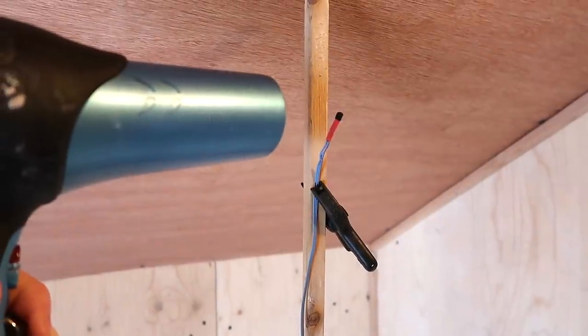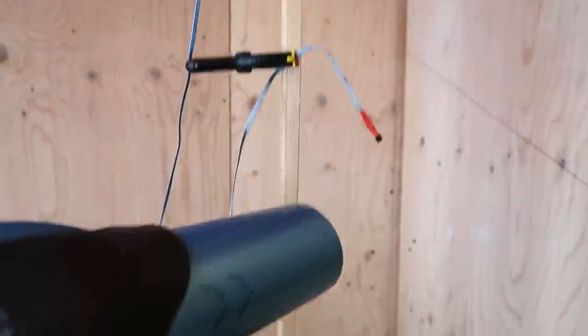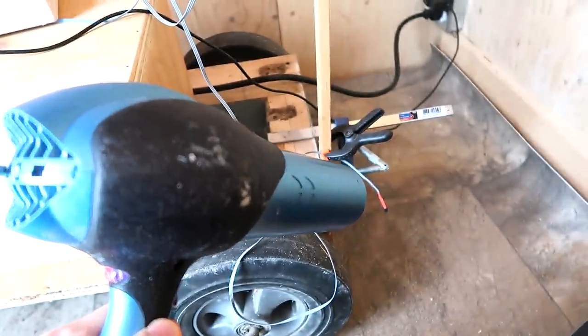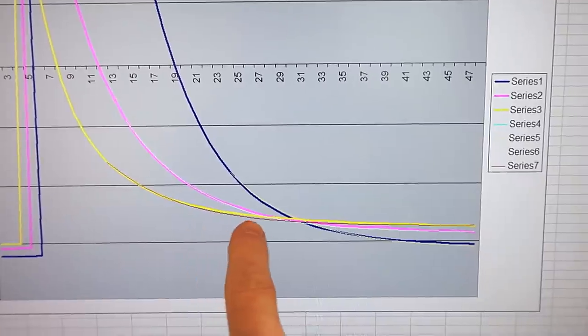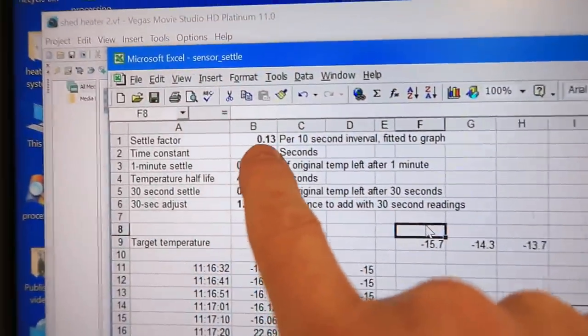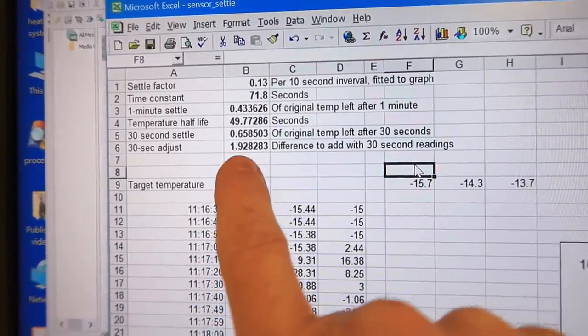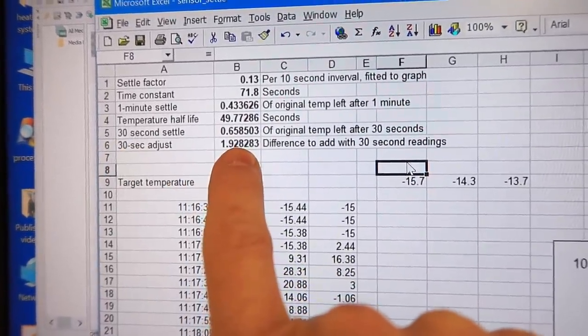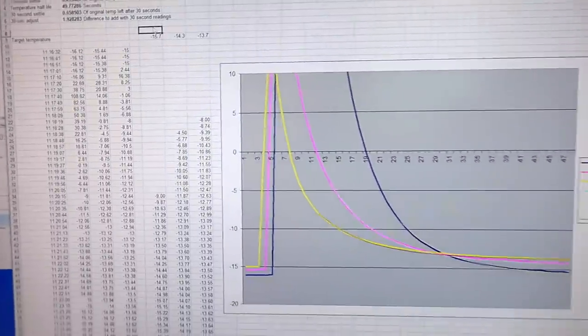But then I realized my sensors themselves might have some lag to them, so I heated them up with a blow dryer to see how fast they'd settle back to equilibrium. I plotted the three temperatures for the sensors, and I fit some exponential curves on top of those, and those ones have a settling of 13% to the new temperatures every 10 seconds, and from that I was able to work out for every 30 seconds I have to add 1.928 times the difference to compensate for the sensor lag.